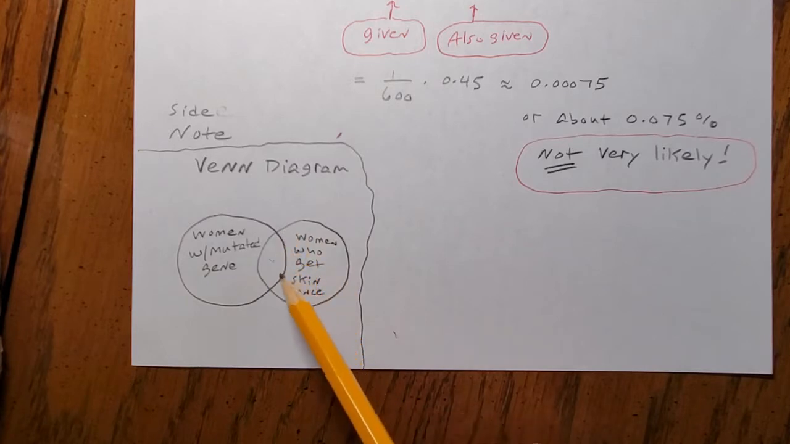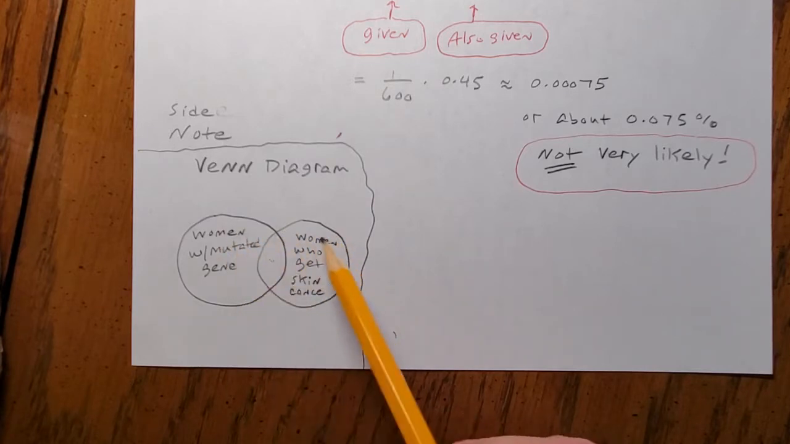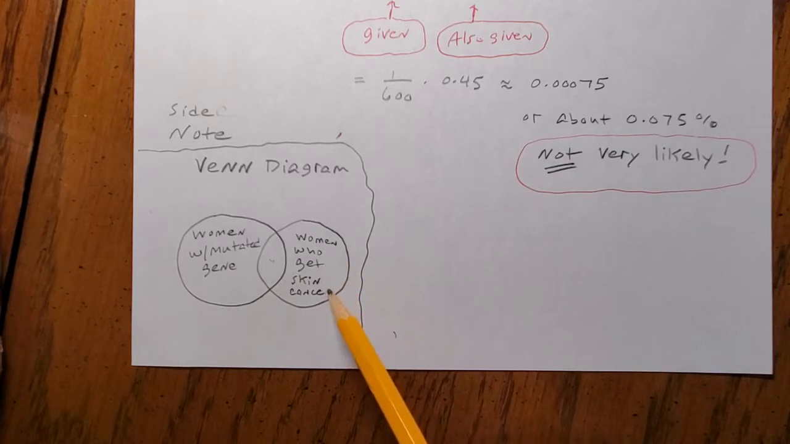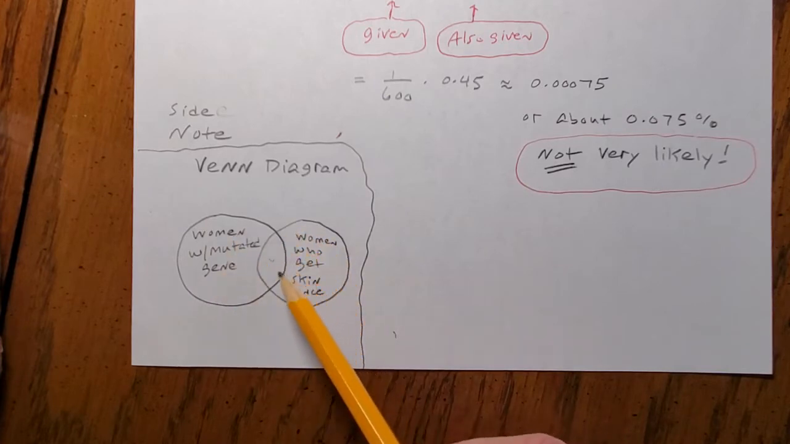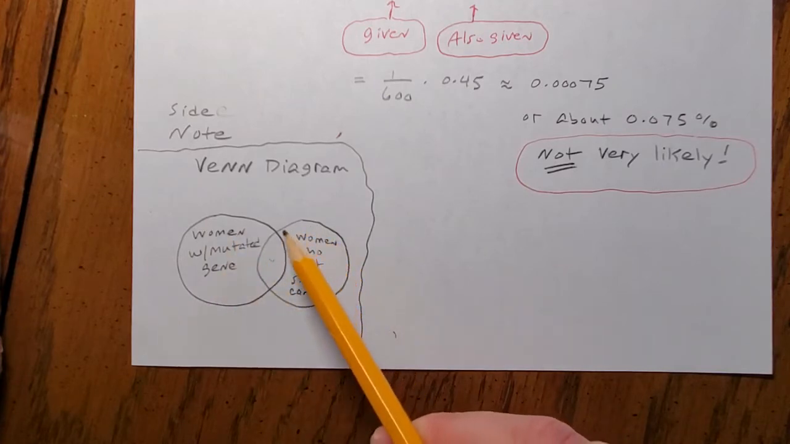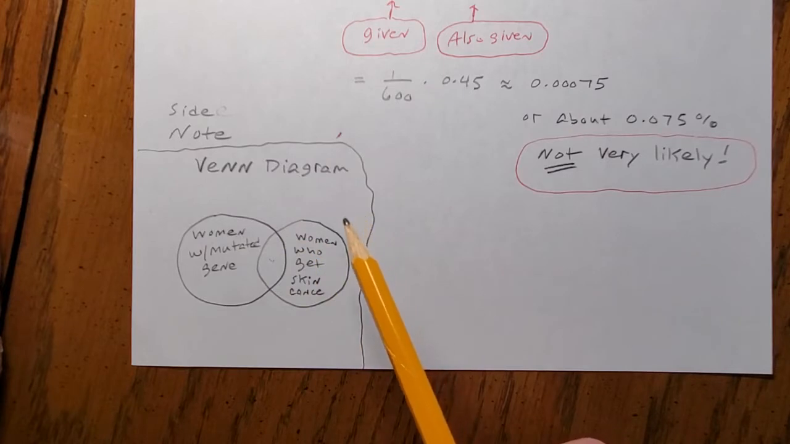But then this circle right here that's not overlapping with that one just tells us that there are women who get skin cancer for reasons that have nothing to do with the mutated gene. They don't have the mutated gene. So that's what this represents. Okay. So that's true up there.